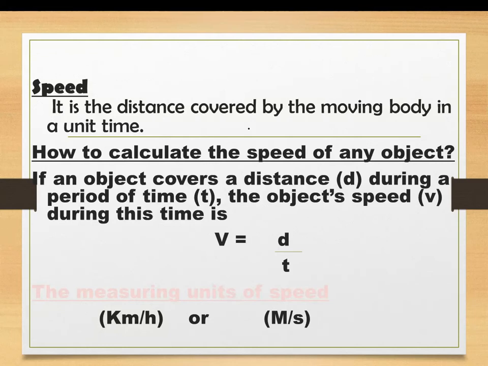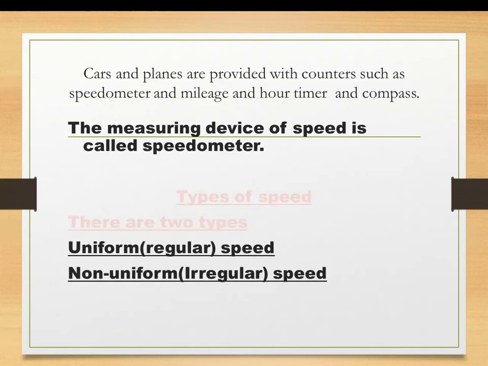What are the measuring units of speed? We can write after the number kilometer per hour or meter per second. So the measuring units of speed are kilometer per hour or meter per second.